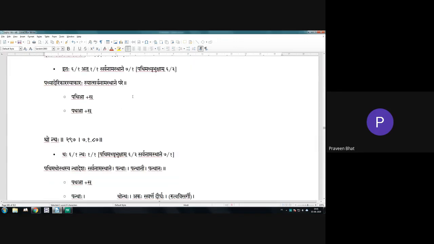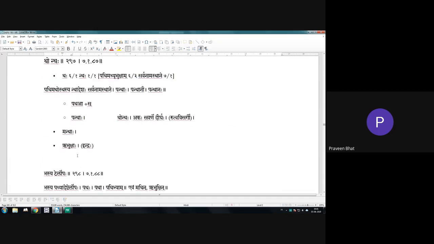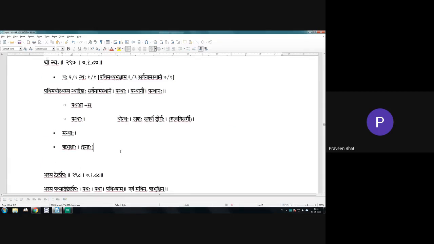So au, jas, and out. In those sthanas, you will not get a, but it will remain pathin. But what will happen to pathin? This sutra will have pravritti in the sarvanamasthana. Therefore, without a, you will get pathin plus this e replaced by at. So you will get patha. Let me write it down here. So with pathin plus au or out, what will happen?